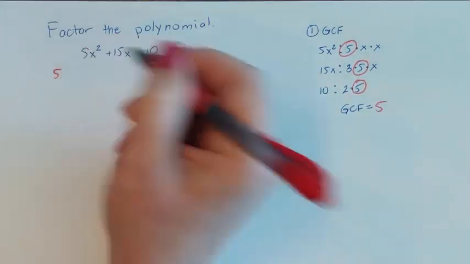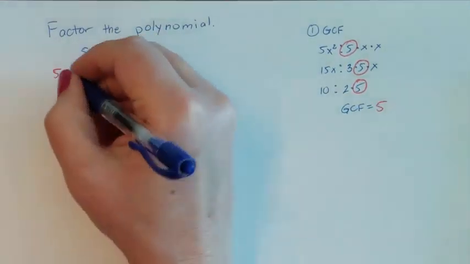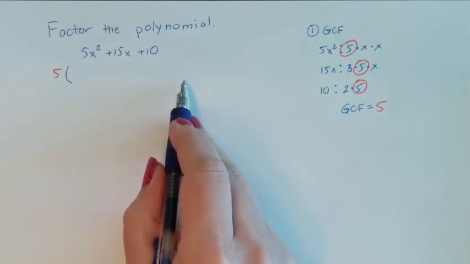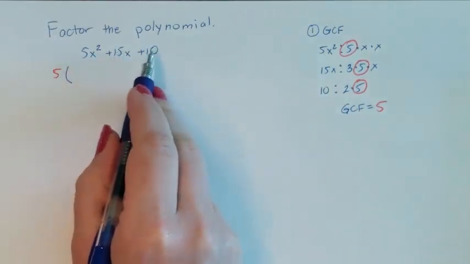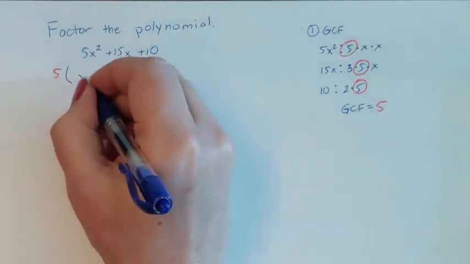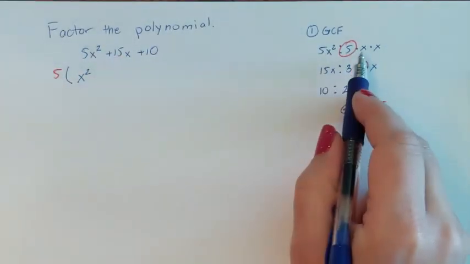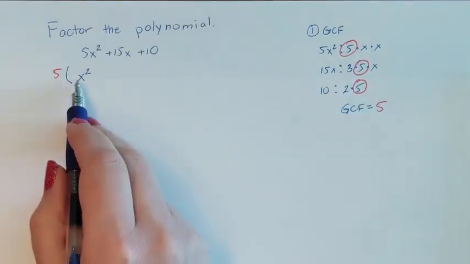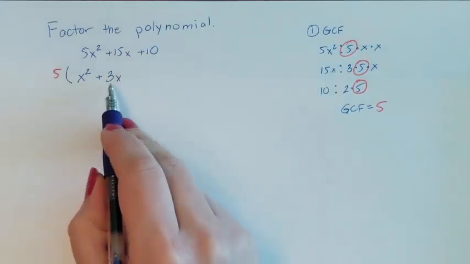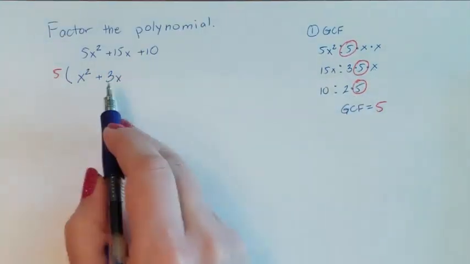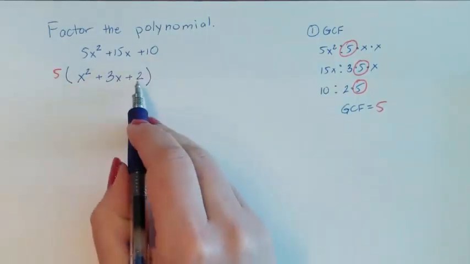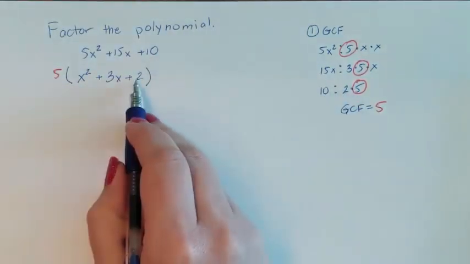So I'm going to factor out a GCF of 5, and then in parentheses, I need to say what was left over after I took out the GCF. So you're going to divide each of these by the 5. 5x squared divided by 5 gives me an x squared, which is what is left over from the first list. 15x divided by 5 is a positive 3x, what is left over from the second list. Positive 10 divided by 5 is a positive 2, also what was left over in the last list.